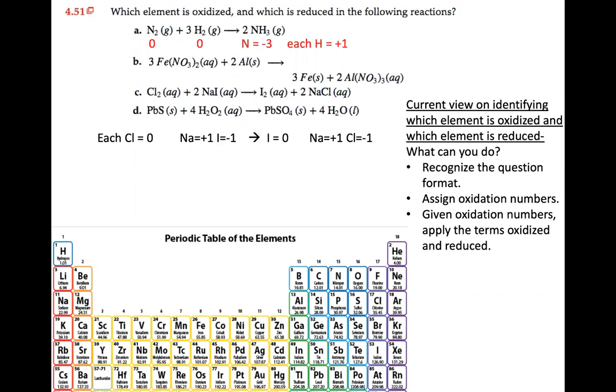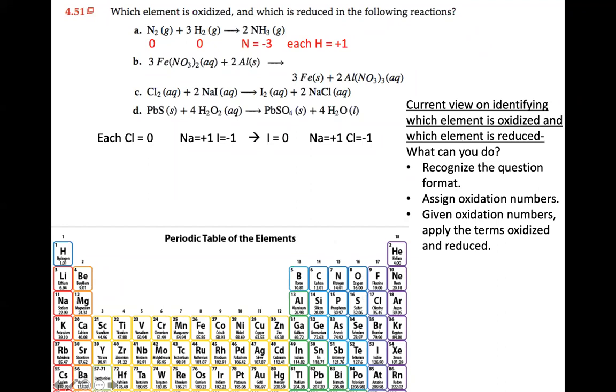I think these are different skills you need to have. You need to recognize the question format. You need to be able to assign oxidation numbers. And from oxidation numbers, you need to be able to apply terms like oxidized and reduced. So I think all of these are skills that you need to have. Which ones right now do you think you have?